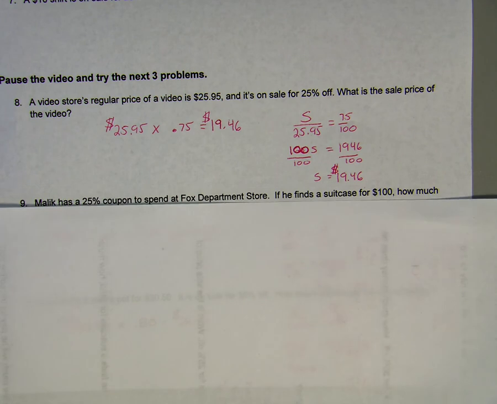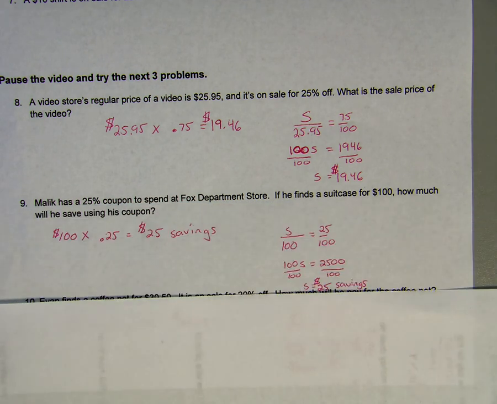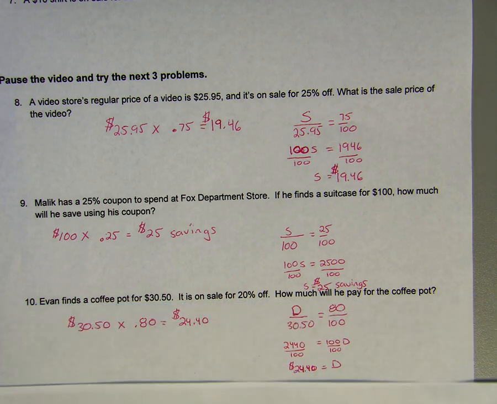So the first one we had 25% off $25.95, giving you an answer of $19.46. Second one we had a discount of 25% as well on $100. You should take $25 off, which is what your savings is. It's not asking you what the price is, it's asking you how much you would save. And then lastly for this one we have 20% off $30.50, giving you a total of $24.40, and you should have multiplied it by 0.8 or 80%.